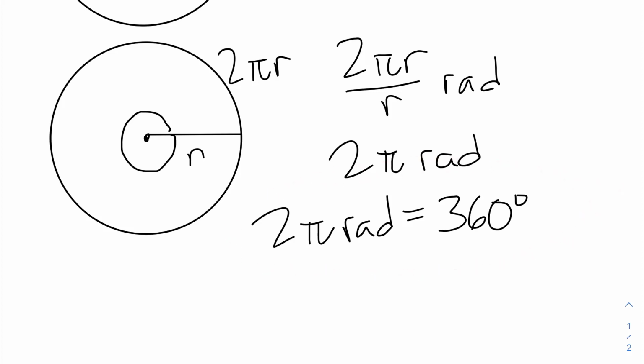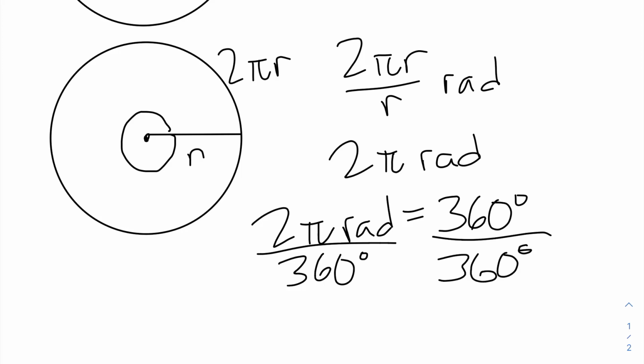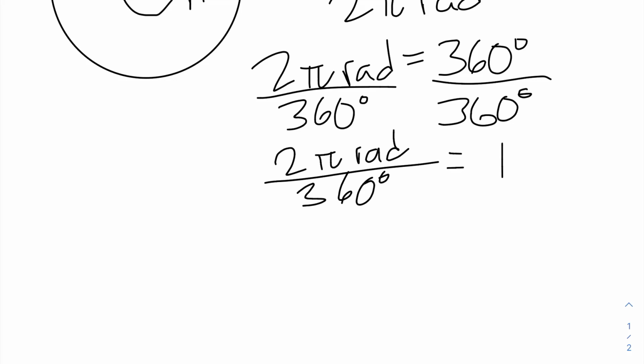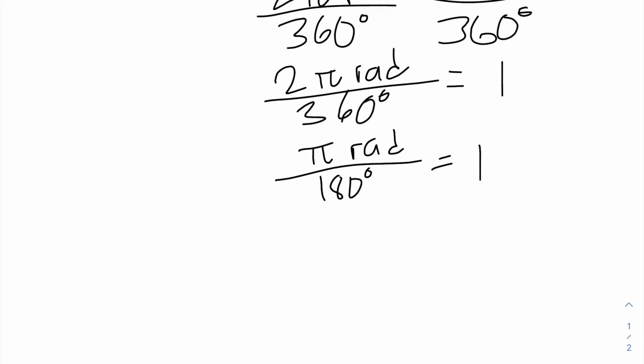What we're going to do is divide both sides by 360 degrees. This leaves us with 2 pi radians over 360 degrees, and that is equal to 1. Or pi radians over 180 degrees equals 1. So how is this useful to us?